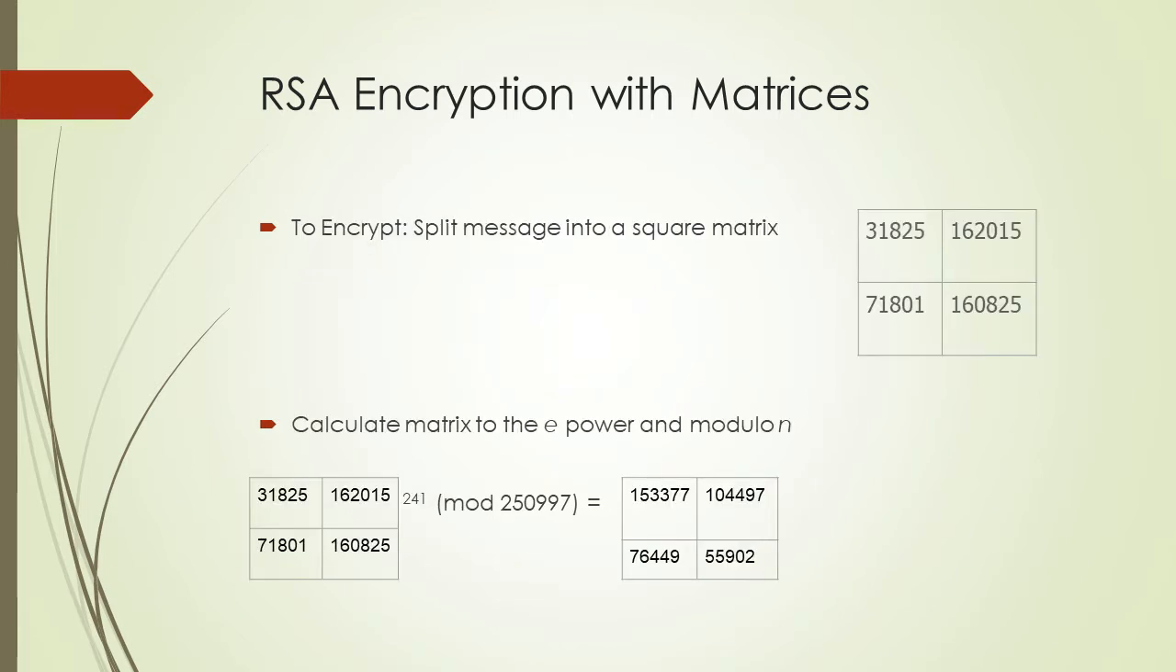So your next step will be to first split your message into a square matrix. This is important, because without this, then the multiplication will become weird. It won't come out even whenever you want to regenerate your original message. So here you will need to do matrix multiplication on your matrix to the power of 241 mod 250,997, which will then give you the matrix that you see on the screen now.